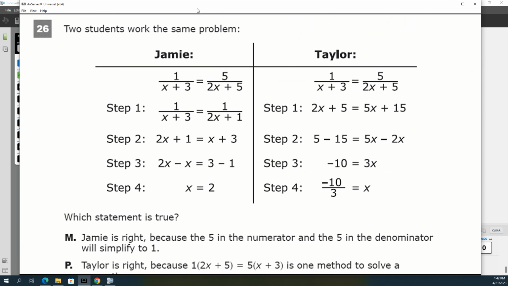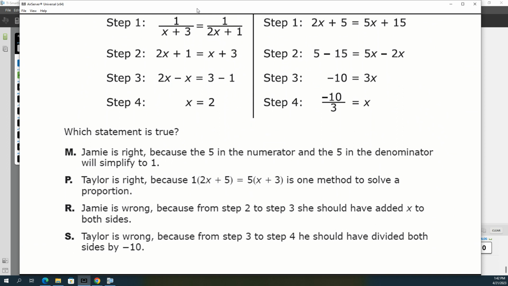All right, for 26, two students work the same problem, Jamie and Taylor. We want to know which person did it correctly or not. So it's either Jamie is right because of this or wrong because of this, or same thing with Taylor, right or wrong because of this.